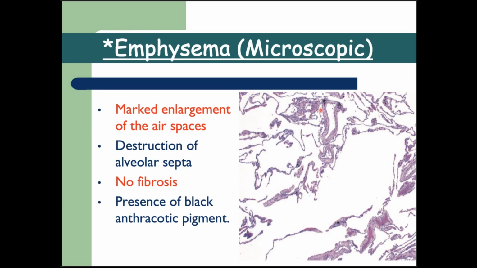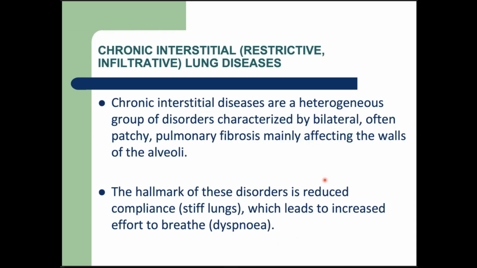There's no fibrosis, but you can see this black thing. This is the presence of black anthracotic pigment, carbon pigment, because we people living in the city may be having all these. The smokers will have this dark black carbon pigment. We call it anthracosis. We'll do more about this in the second part of the lecture. So this is emphysema, when there's breaking down of the alveolar wall and the alveolar spaces become very large. That was the end of the obstructive diseases.